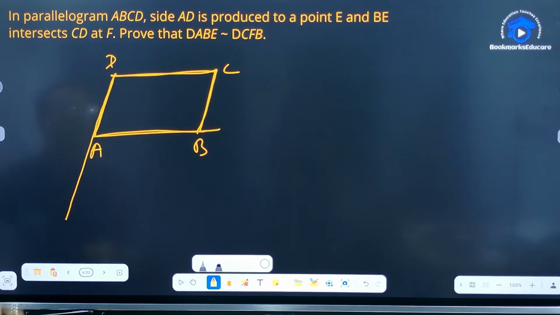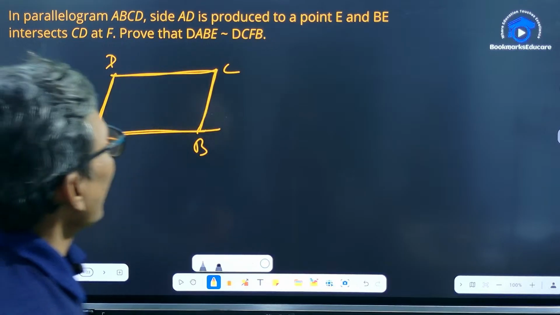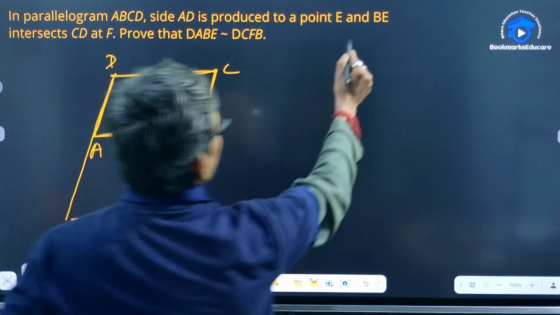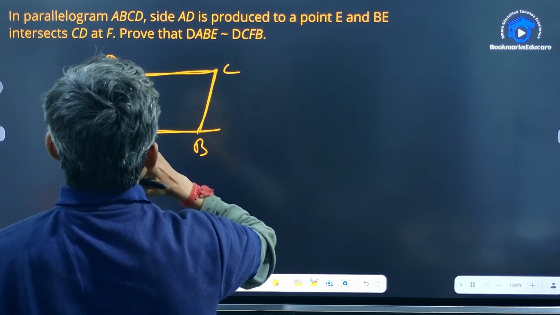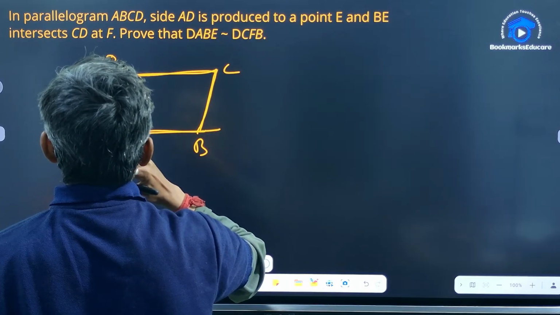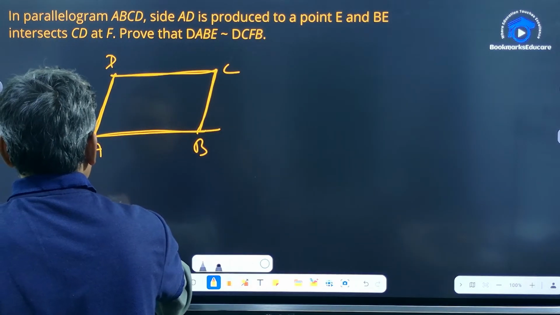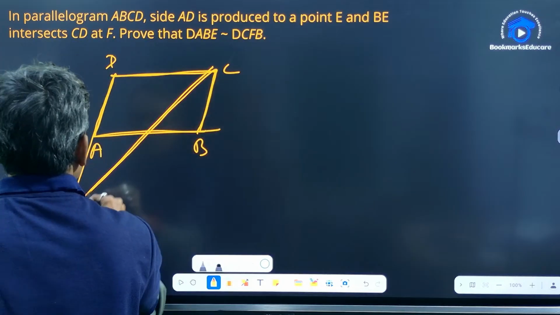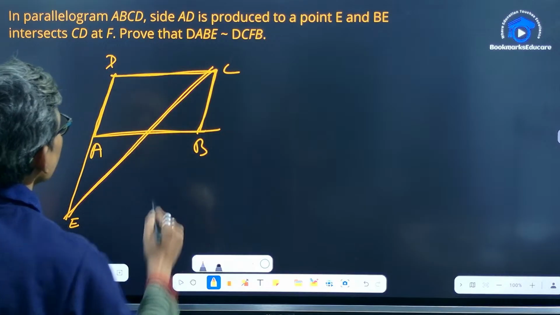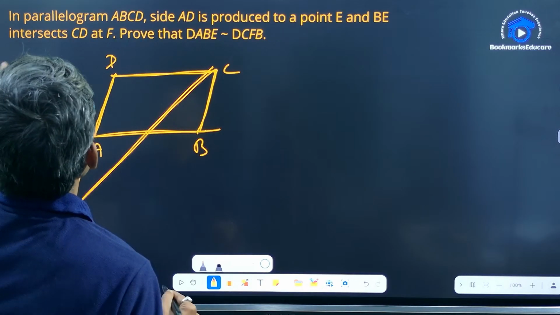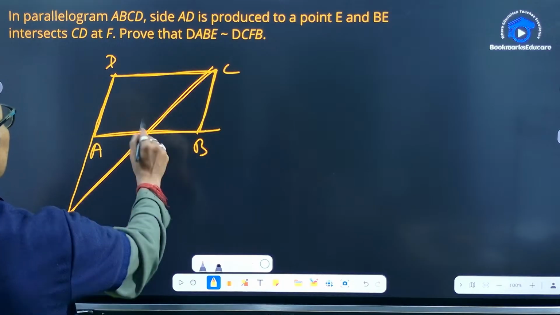So AB is produced to point E, and BE intersects CD at F. Okay. CE joining C which intersects AB at M.